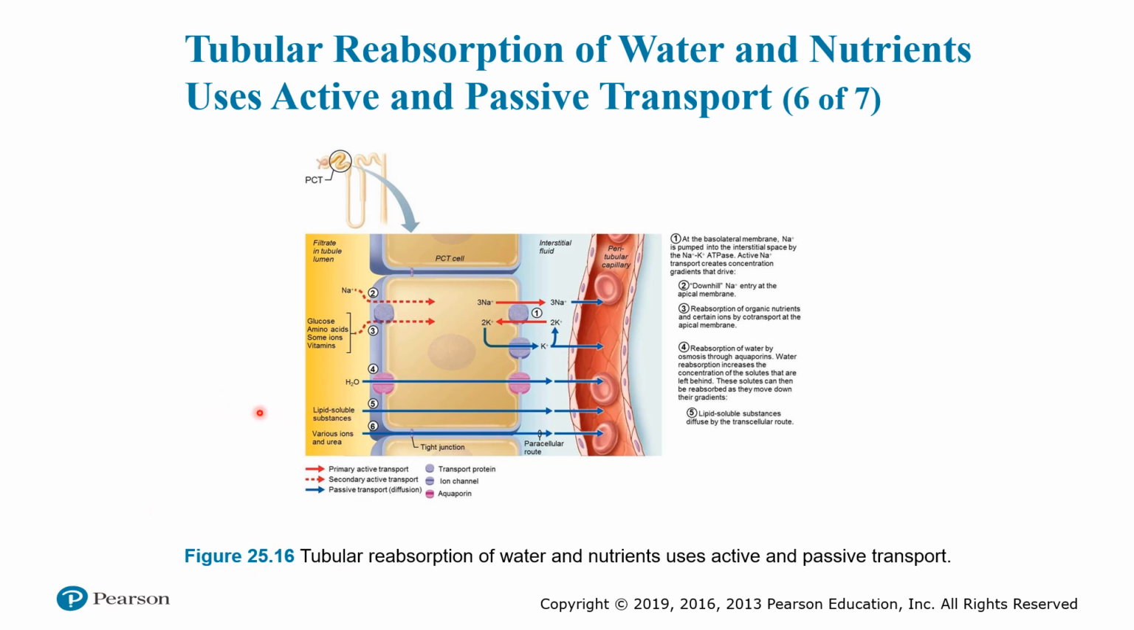Many of the lipid soluble substances, this is how they move inside the cell. We know lipids do not have any problem crossing the plasma membrane. So this is how they take the transcellular route and come in. Then many other ions, for example chloride, calcium, potassium, urea, also diffuse by the paracellular route. They can come through between the tight junctions, especially in the proximal convoluted tubule.